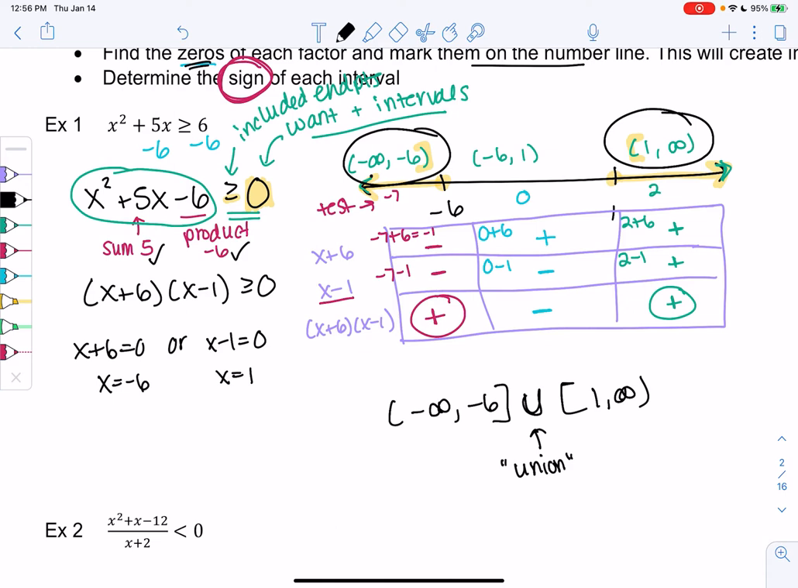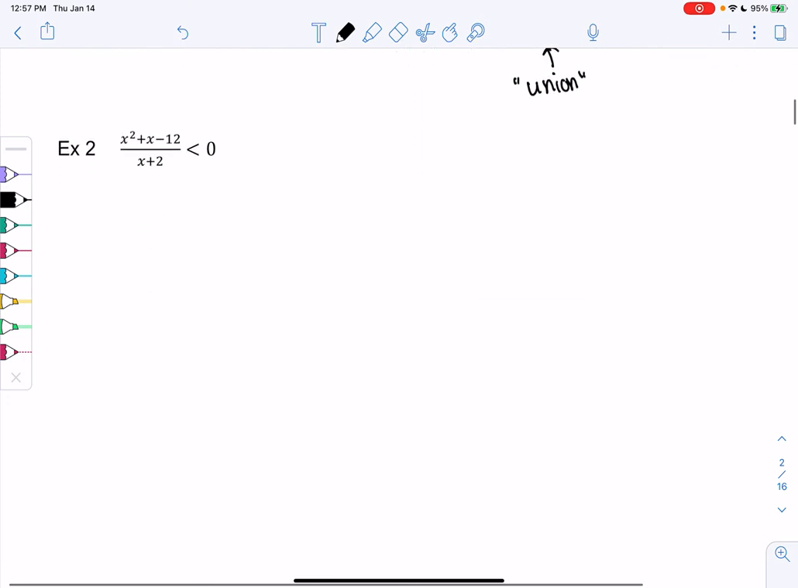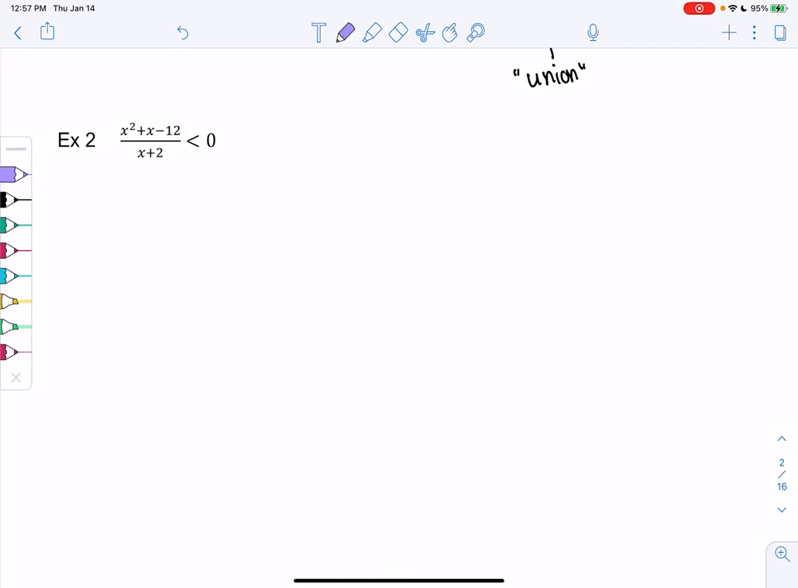So let's try one more. We can do it for rational inequalities as well. We cannot multiply both sides by the denominator. So x squared plus x minus 12 over x plus 2 less than 0. We can't multiply by x plus 2 because we don't know if it's positive or negative. It's tempting. If it were an equation, we might do that, but don't do that. If it's positive, it stays less than, but if it's negative, it flips to a greater than. That's the issue with inequalities.